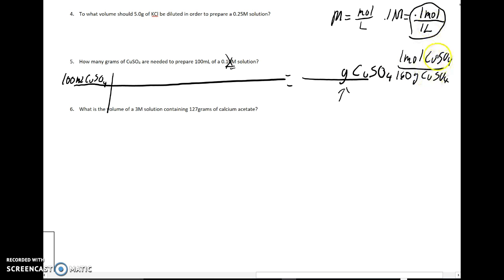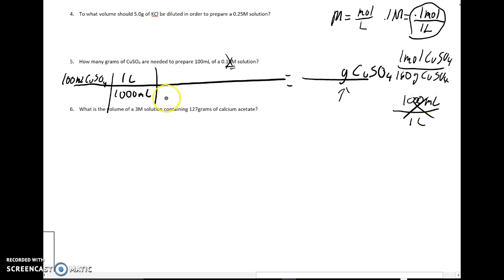So now I have my two conversion factors. I can go ahead and plug this in. This is milliliters, and this is liters. So I can't plug this in just yet. So I need one more conversion factor. There's 1,000 milliliters in 1 liter. That will get me to here. So I'm going to flip this one over. 1,000 milliliters in 1 liter. Now I can plug in this conversion factor.